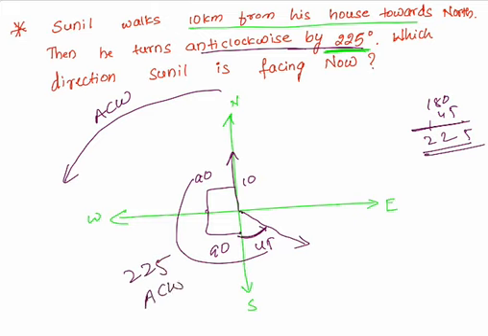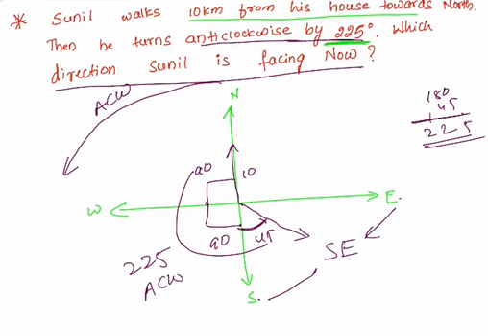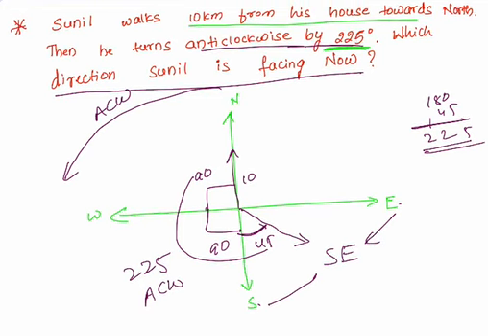Now which direction is Sunil facing? The answer is southeast, between south and east. This type of question, you put the diagram and you solve it. If you have any doubt, you can put it in the comment box and I can reply to you. Did you understand it? I will explain again because this type of question is very important in the exam.